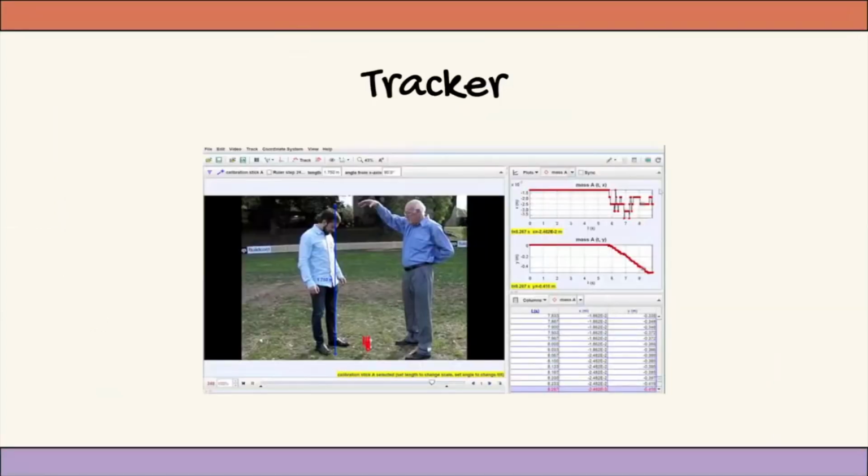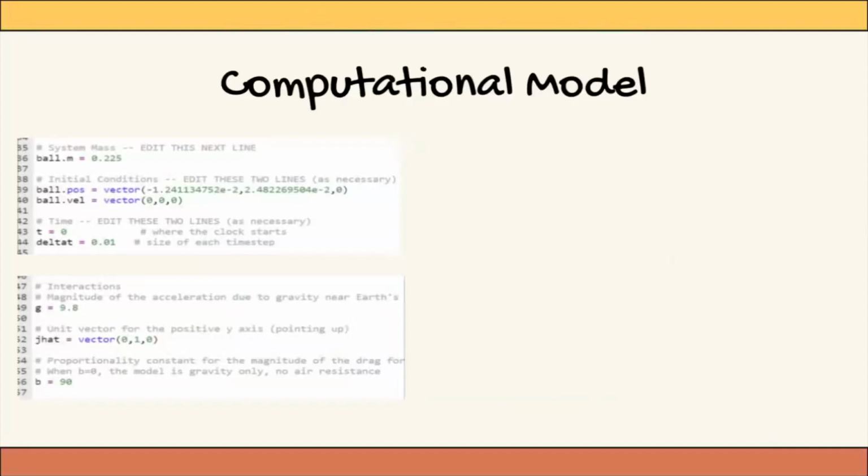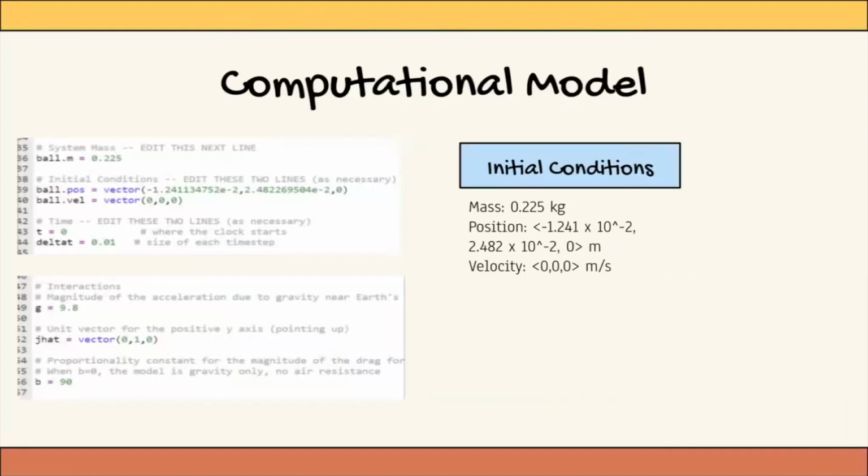This is the Tracker model that we used to track the motion of the slinky. Now, for the computational model using GlowScript, we had the initial conditions, which were the mass, the position, and the velocity. We also had the magnitude of acceleration due to gravity, the unit vector for the positive y-axis, and the proportionality constant for the magnitude of the drag force.